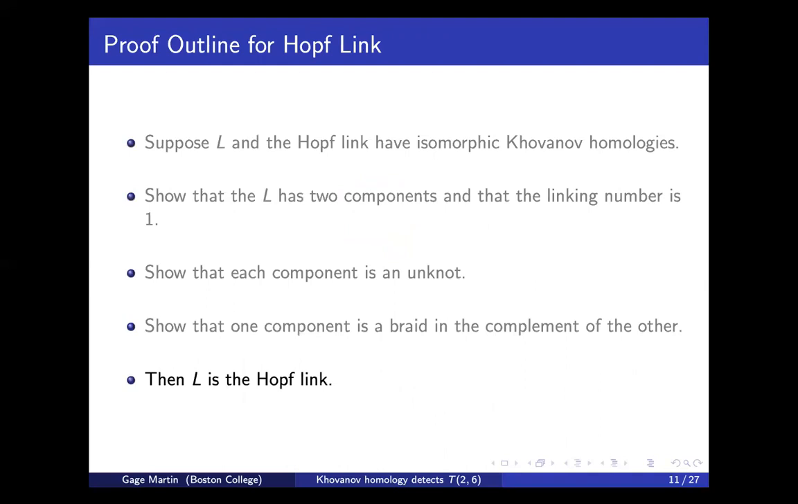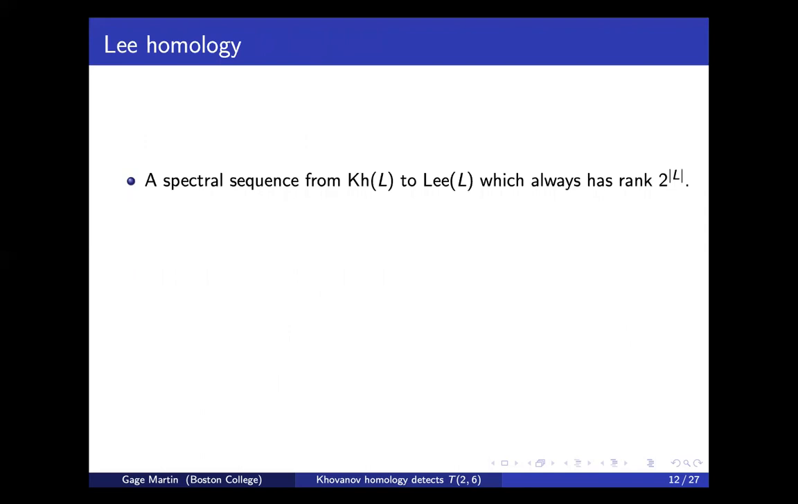So now we can talk in more detail about how we show each of these steps, knowing that L and the Hopf link have the same Khovanov homology. For the first step, we would want to use a spectral sequence from Khovanov homology to Lie homology. Lie homology always has rank 2 to the number of components, and Lie homology's generators come in pairs of 2 that sit in the same homological grading.